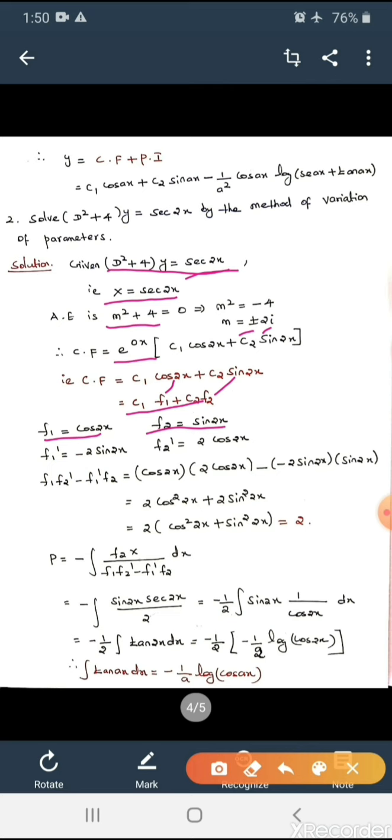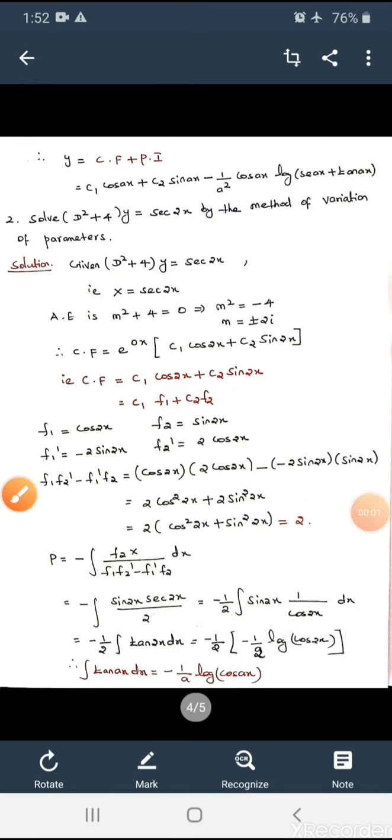Next let us find out the denominator value, f1 f2 dash minus f1 dash f2. That is equal to f1, which is cos 2x, into f2 dash, which is 2 cos 2x, minus f1 dash, which is minus 2 sin 2x, into f2, which is sin 2x. Now let us simplify it. So 2 is a constant, cos 2x into cos 2x is cos square 2x. Minus into minus is plus, we get 2 is a constant, sin 2x into sin 2x is sin square 2x. We can take 2 outside, remaining as cos square 2x plus sin square 2x. We know that value is 1. So we get 2 into 1 is 2.